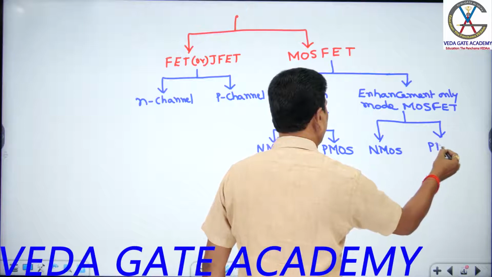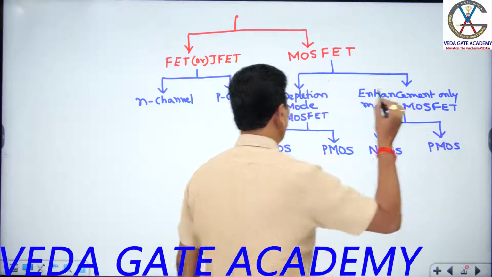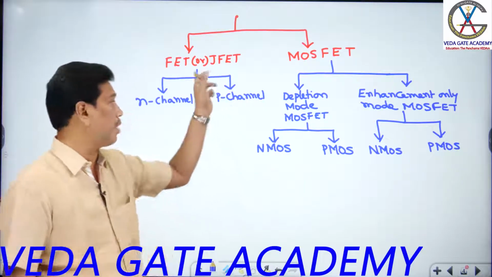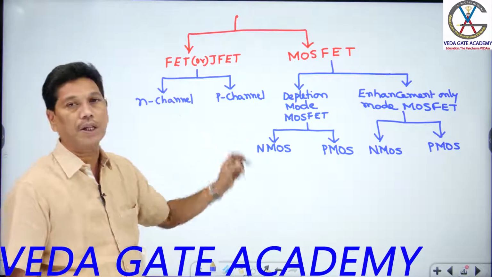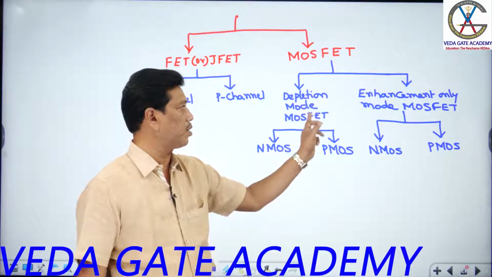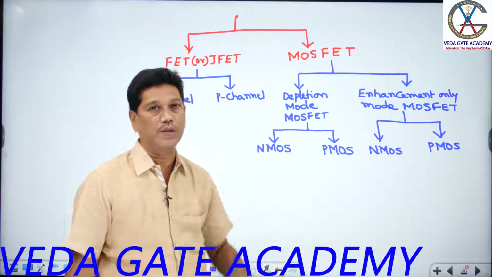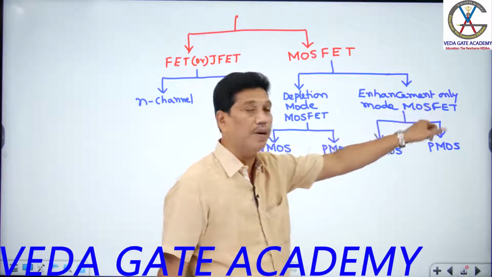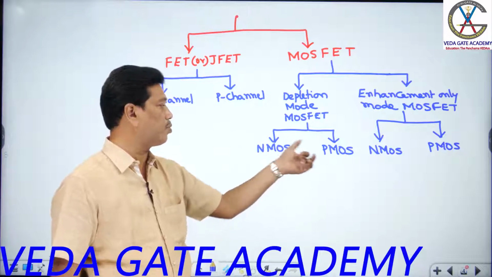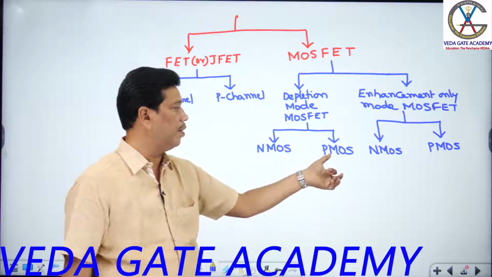So this is the complete family of FET, students. So mainly classified as FET and MOSFET. FET again has two types, N channel and P channel, depending on the channel body. MOSFET is considered to have two modes, depletion mode and enhancement only mode MOSFET, students. The meaning we can discuss later in MOSFET. And each mode of MOSFET again has two types, depending on the type of channel, NMOS and PMOS.